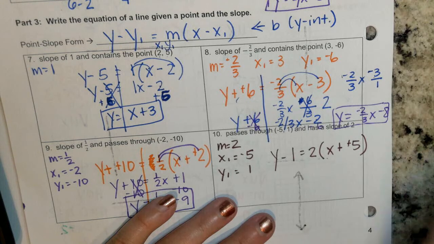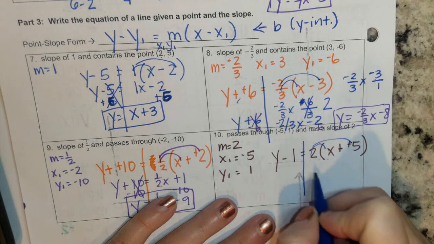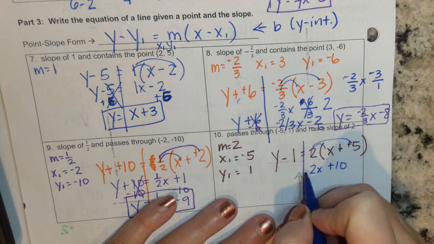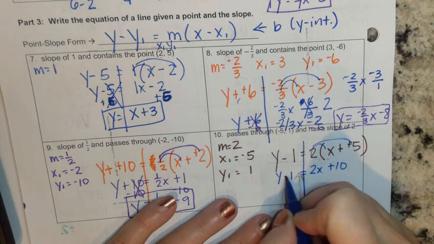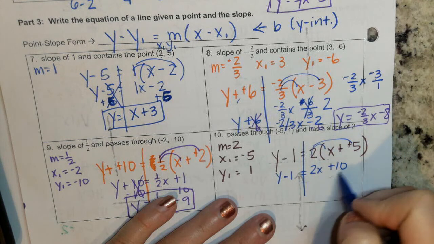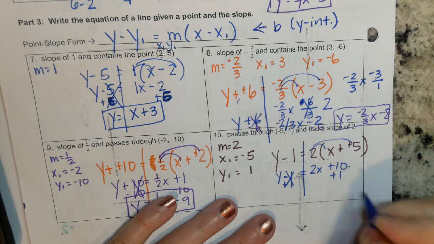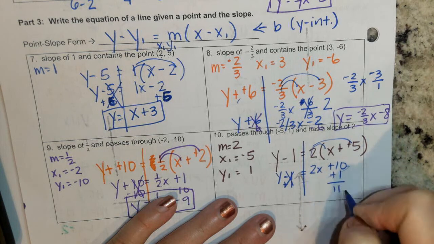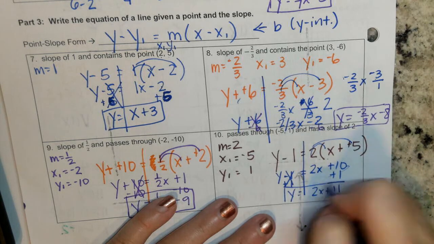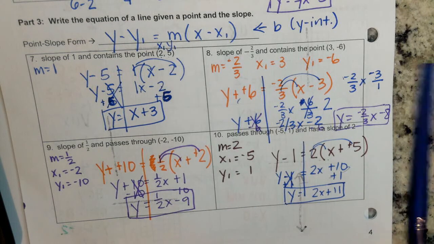Okay, did you get that? All right, let's get that y by itself. We got to distribute this first. 2 times x is 2x. 2 times 5 is 10. So we have y minus 1 equals 2x plus 10. So let's move that -1 to the other side by adding 1, because that cancels it. We add 1 over here, and we get 11. Y equals 2x plus 11. Okay, and that's it. Hope you guys got that answer.